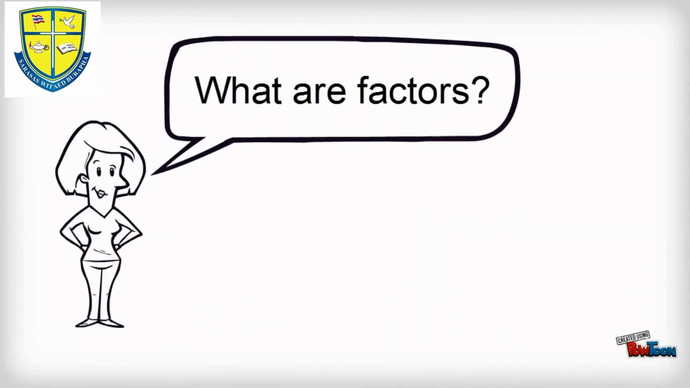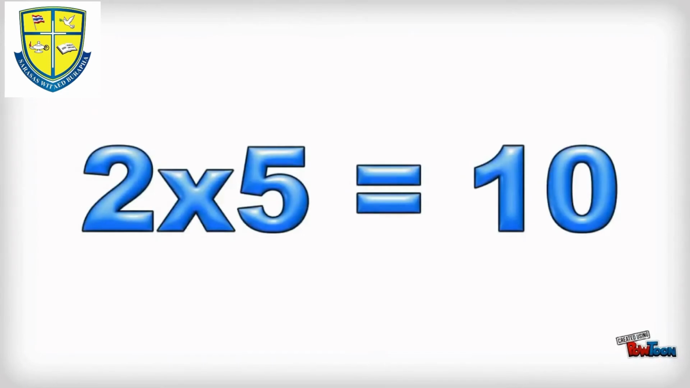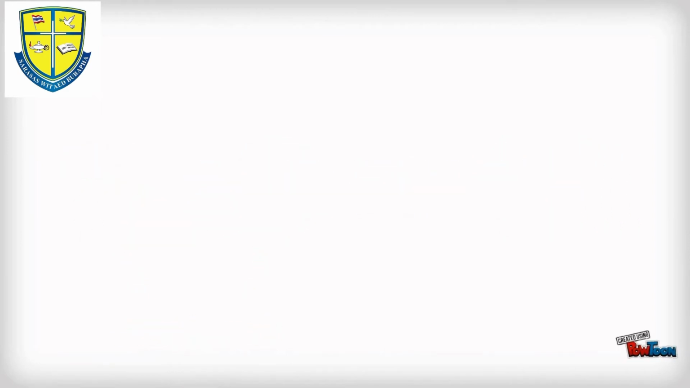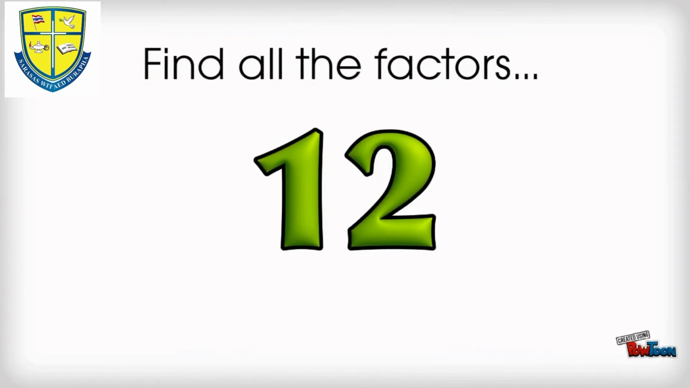Factors are whole numbers that you multiply together to get another number. So in this example, 2 times 5 is 10. The factors are 2 and 5. You will often be given a number and told to list all its factors.